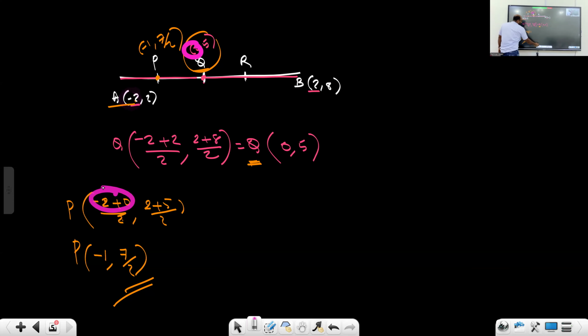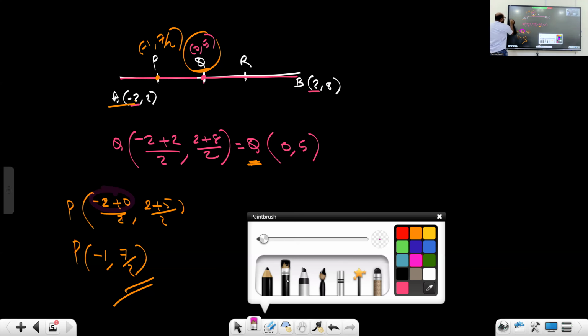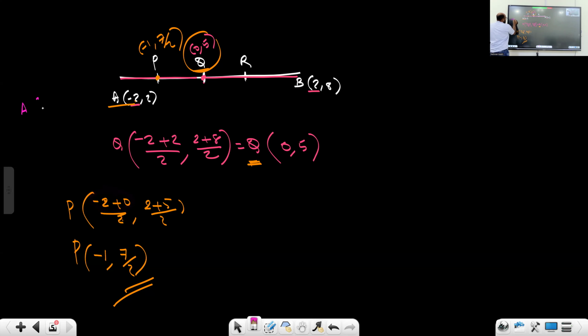Now, midpoint of AQ we are finding. A coordinate minus 2, 2. Q coordinate what? 0, 5. So, midpoint of AQ means x value added by 2, y value added by 2. I hope you understood it. Minus 2 plus 0 by 2, 2 plus 5 by 2. Correctly, no? Maisha is clear? Yes, sir. Okay.